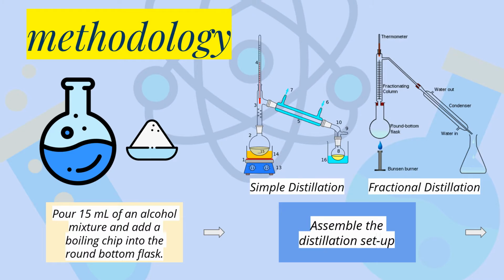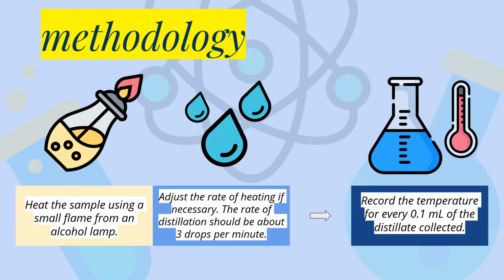To separate the components of a mixture, we first started by preparing 15 ml of an alcohol mixture, poured into a round bottom flask. A boiling chip was also added. The two distillation setups, simple and fractional, were then assembled. The sample was heated using a small flame from an alcohol lamp.